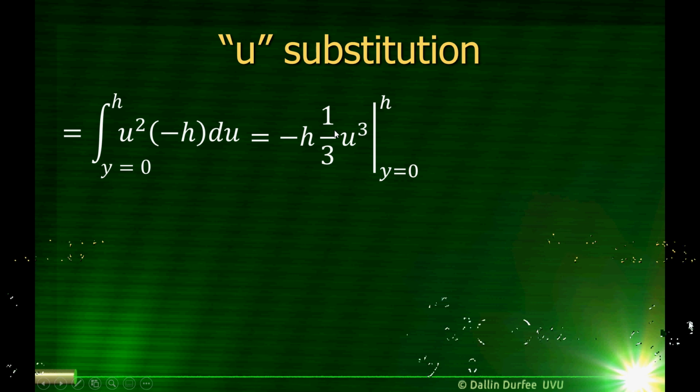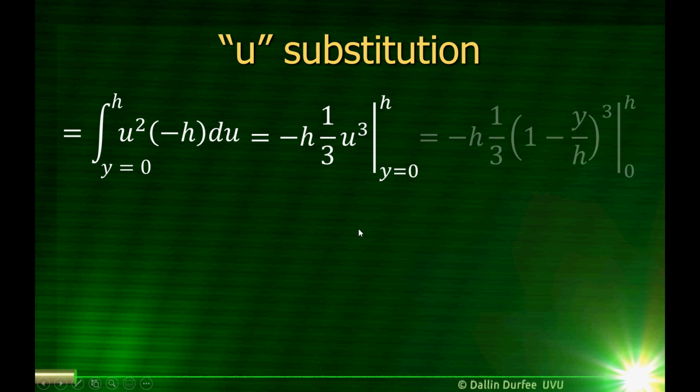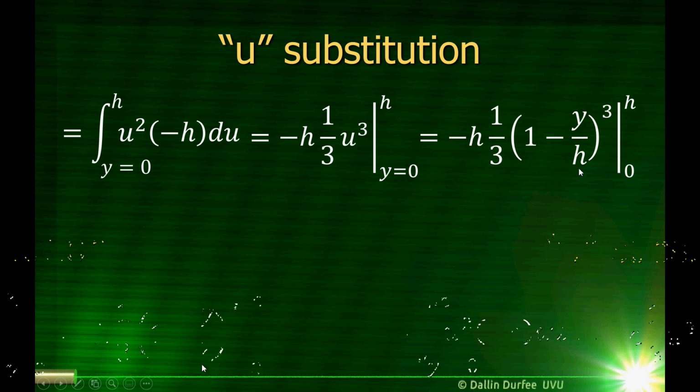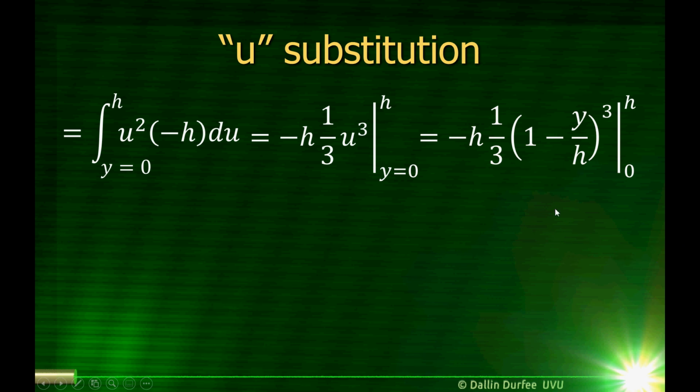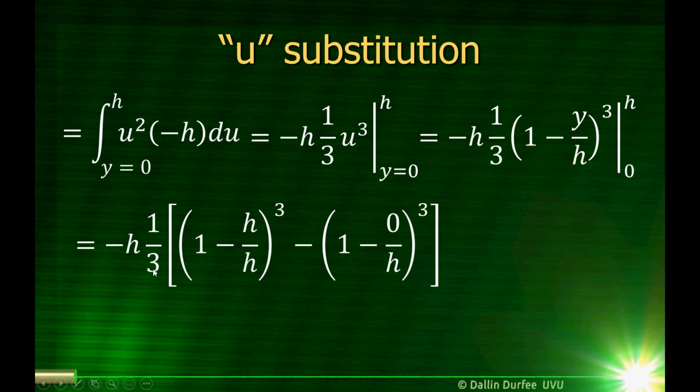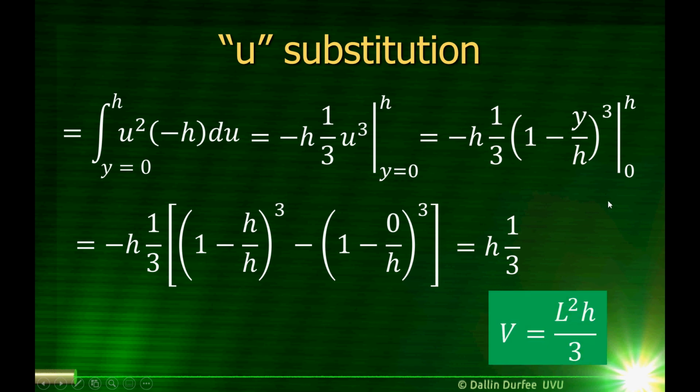Before I plug them in, I need to convert my u back into something in terms of y. So remember, u is equal to 1 minus y over h, so I plug that back in, and now I can evaluate my limits. I'm going to take negative h times 1/3 times the quantity 1 minus h over h, cubed, minus 1 minus 0 over h, cubed. And that is all equal to h over 3. And once again, I get the same volume. So you can do it either way. When you do a u substitution, you can convert your limits into the new variable, or you can keep them in the old one, but then before you actually evaluate your limits, after you've done the integral, you have to convert back to your original variable.